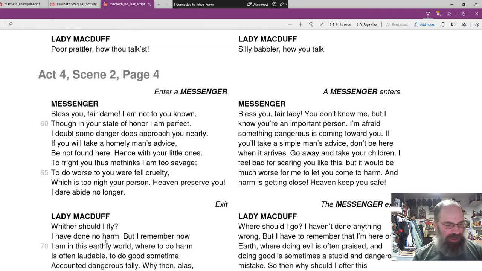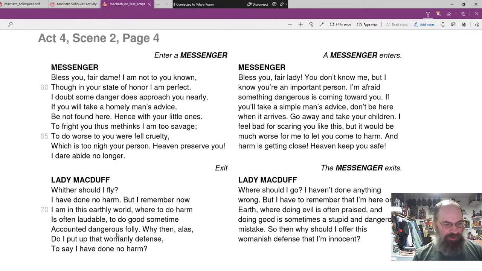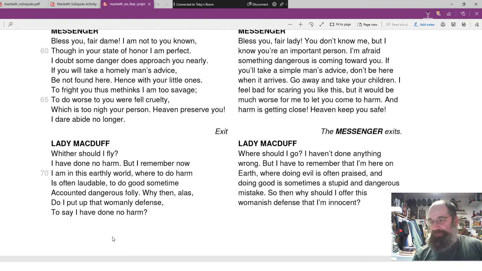"Whither should I fly? I've done no harm. But I remember now I am in this earthly world, where to do harm is often laudable, to do good sometimes accounted dangerous folly. Why then, alas, do I put up that womanly defense to say I have done no harm?" Look, he's not going to come for me. I've done no harm.